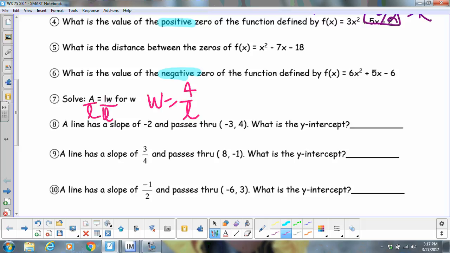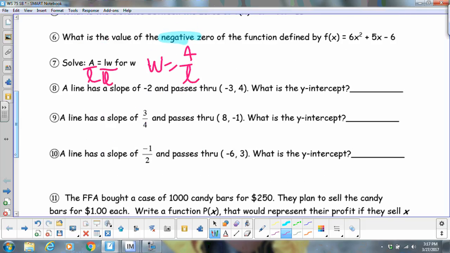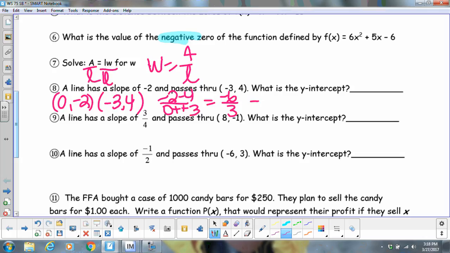All right, and then for 8, 9, 10, all three of those, we're going to do those the same way. All of them have a y-intercept, so that means it's going to be 0, negative 2, and then negative 3, 4 here. So that's going to be negative 2 minus 4 and 0 minus negative 3. Negative 6 over positive 3 or negative 2 over 1.